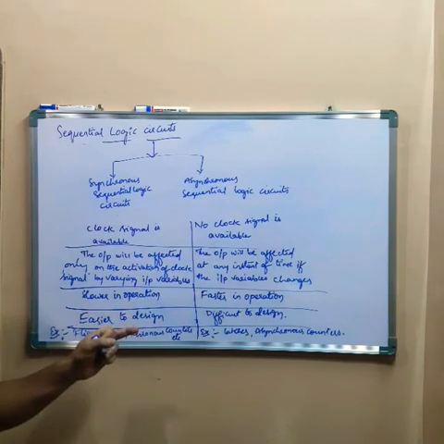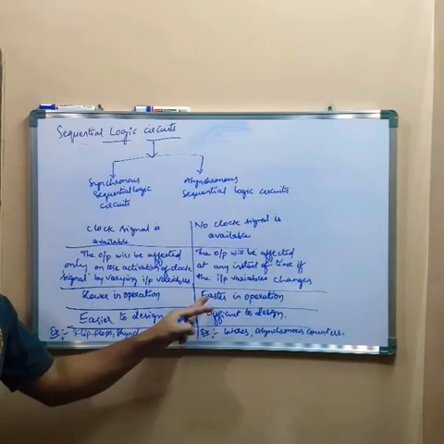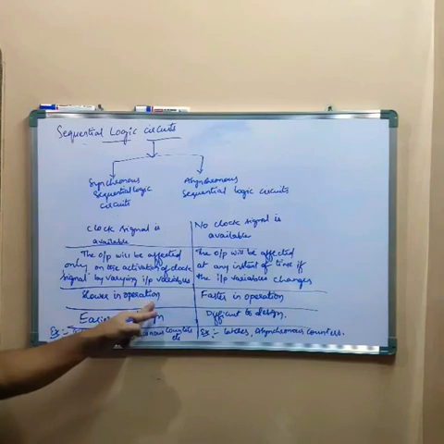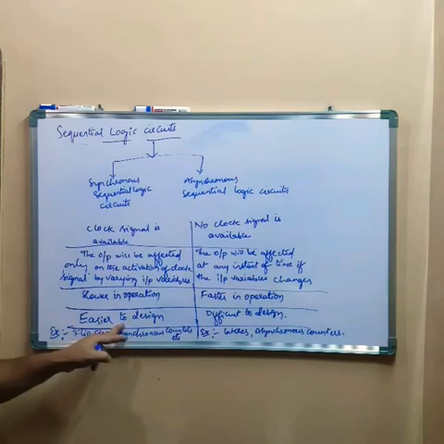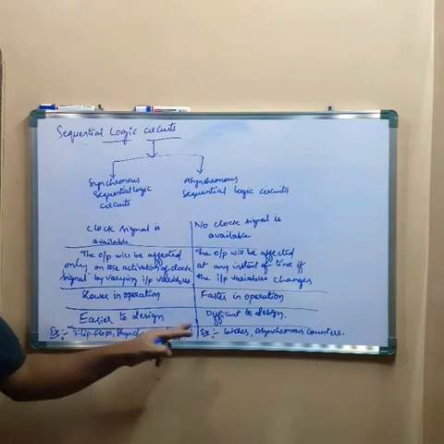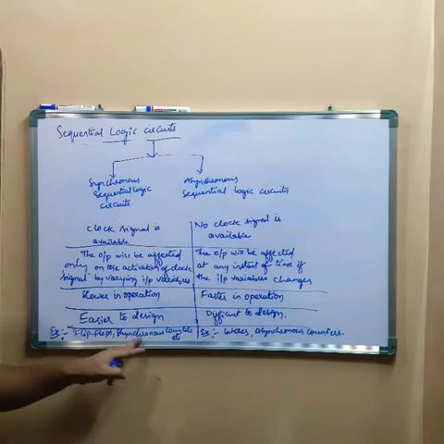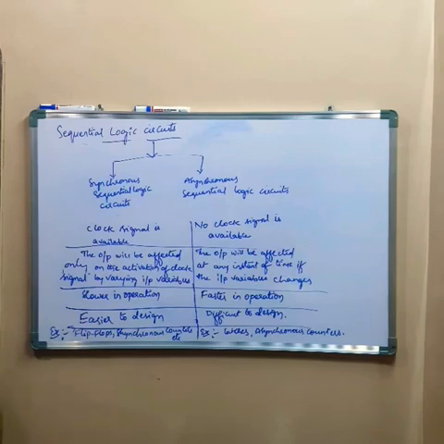And in the absence of the clock pulse, the delay involved is in between the input and output, so these are faster in operation. As the delay involved is in between input variables and the clock pulse, so these are slower when compared to this. And these are easier to design. Synchronous sequential logic circuits are difficult to design. The examples are flip-flops, synchronous counters, etc., and latches, asynchronous counters, etc. So these are the differences between synchronous and asynchronous sequential logic.